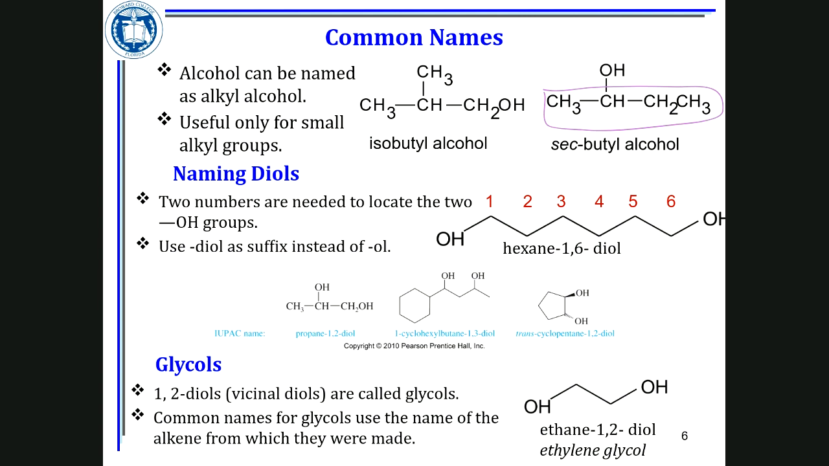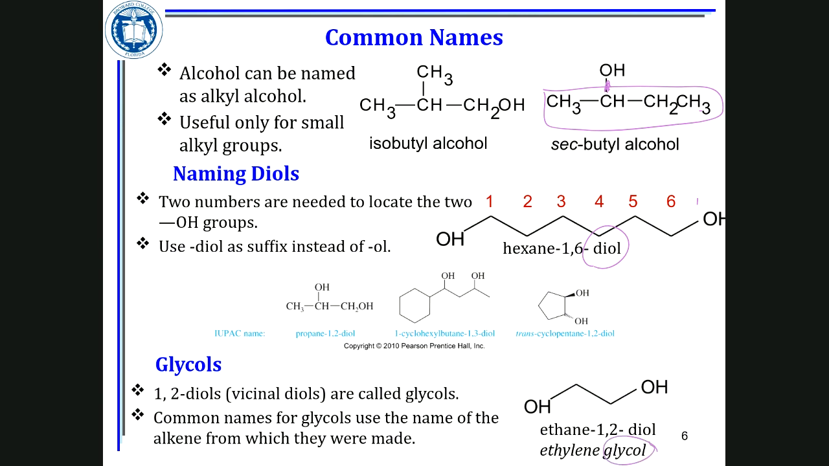Sec-butyl alcohol means you have OH attached to a sec-butyl group. Basically, that's the branch that is sec-butyl, a 4-carbon chain where the OH is on carbon number 2. This branch is going to be named as sec-butyl and then alcohol. If you have 2 OH groups, it is going to be named as a diol, so you just have to give the location. Which carbon is it attached to? It could be a 1,6-diol, 1,3-diol, or 1,2-diol.